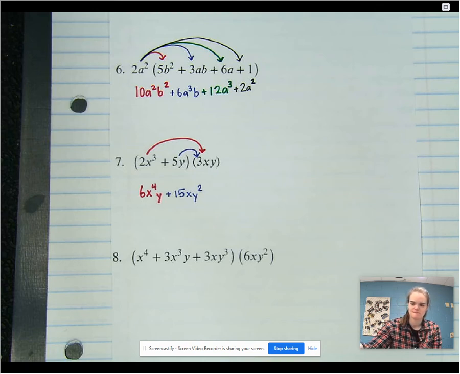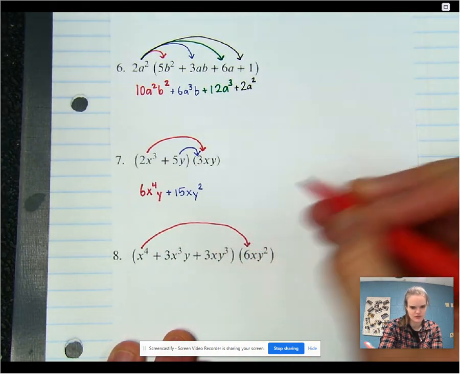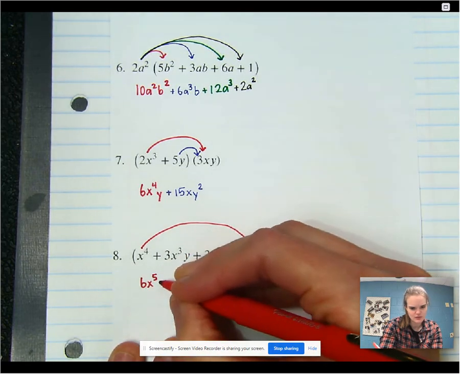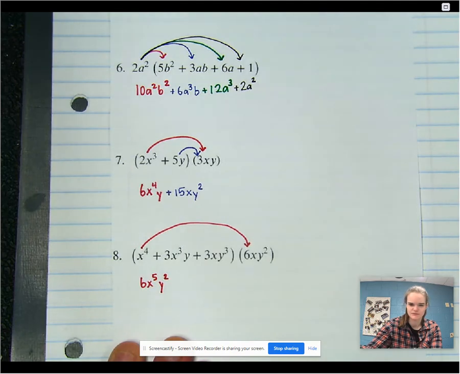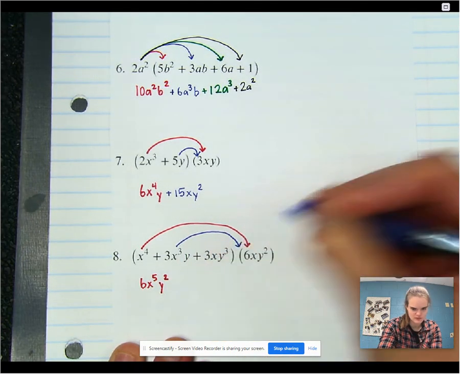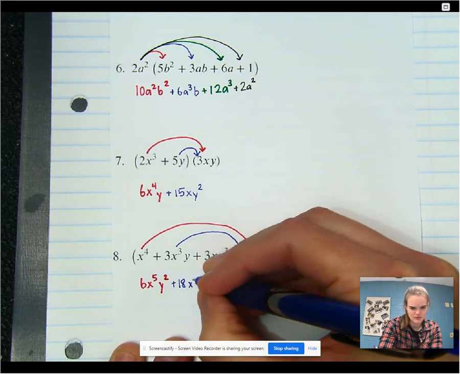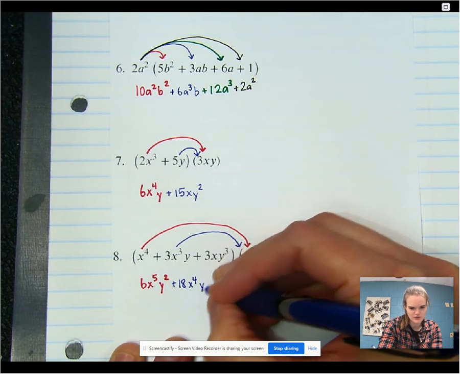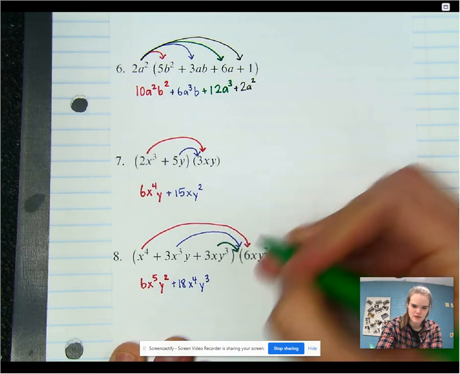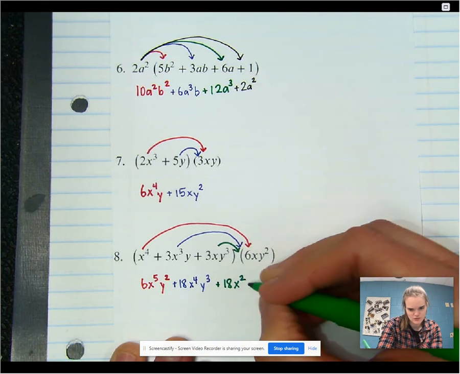Okay. X to the fourth, we're going to distribute. So we get 6 x to the fifth, y squared. Okay, and then distribute. 18 x to the fourth, y to the third, and distribute. 18 x squared, y to the fifth.